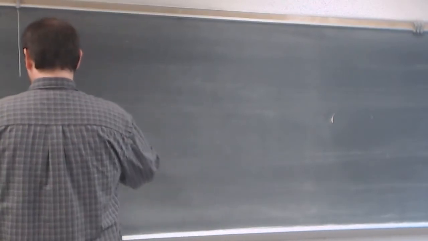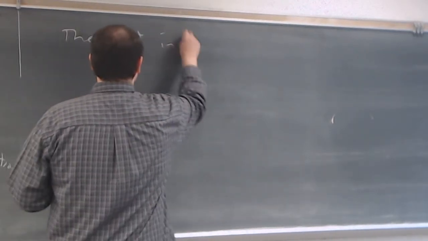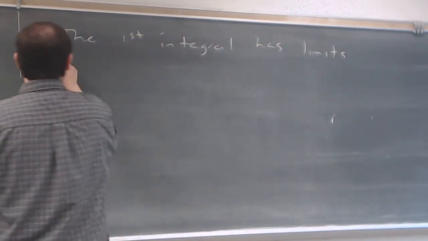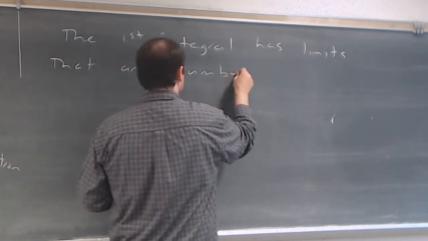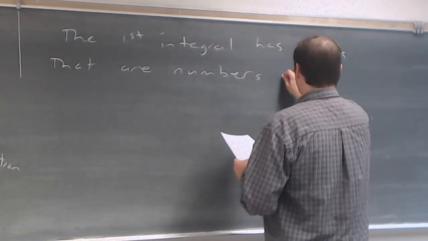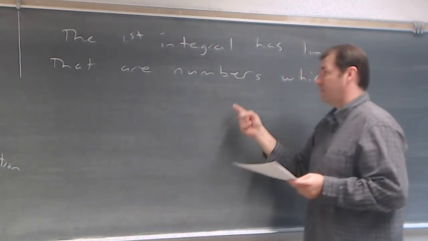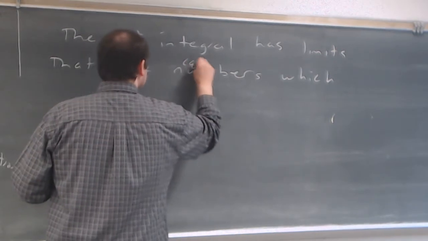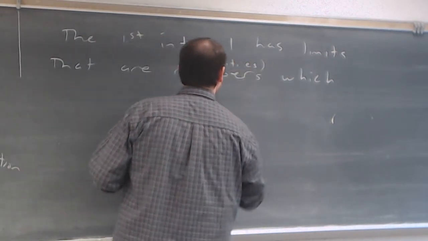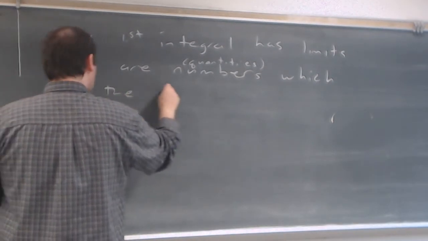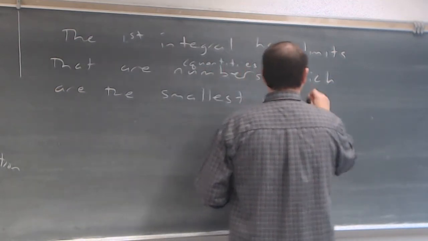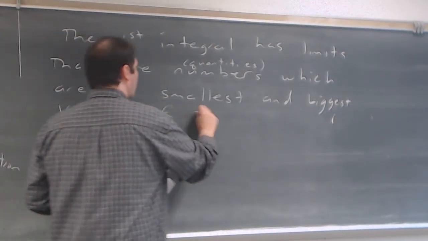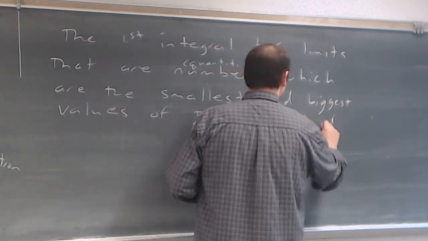The second thing we're going to do is, as I said, the first integral listed has limits that are numbers. I say numbers, but they may be variables depending upon our situations, but they're quantities which are the smallest and biggest values of the variable v sub 2.